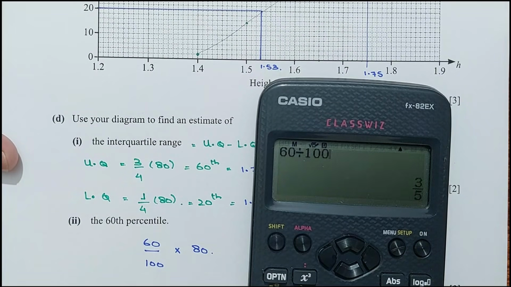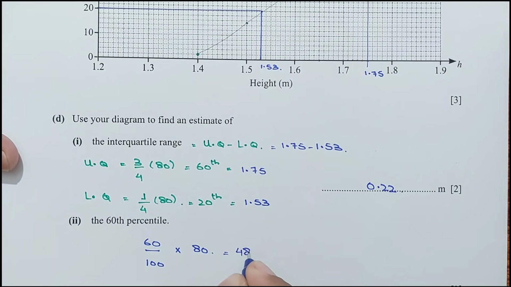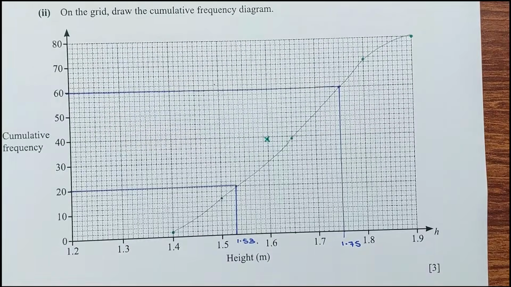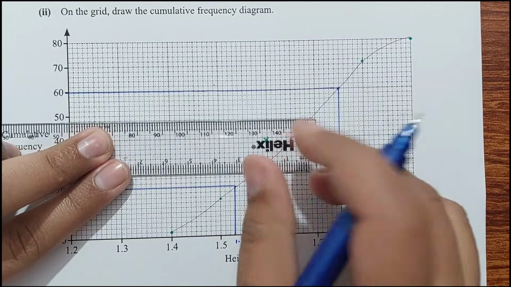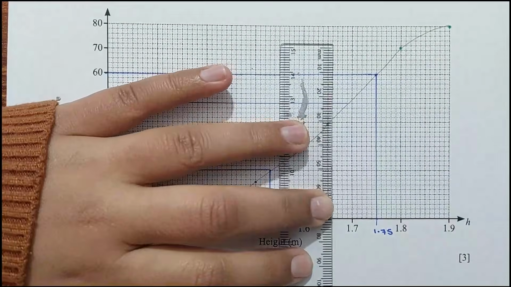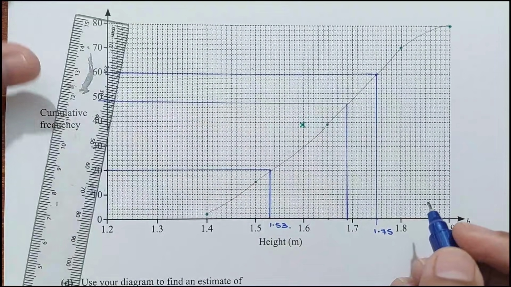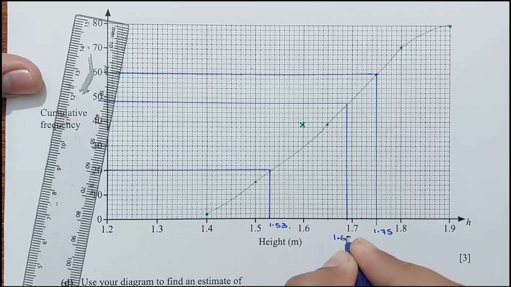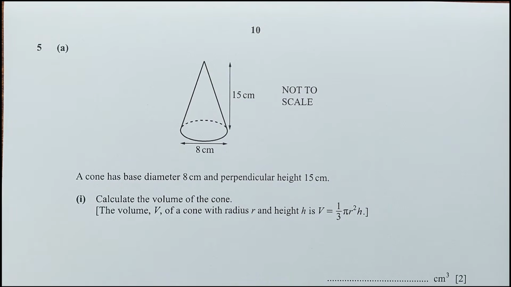60 over 100 times 80 is the 48th value we have to calculate, right? So here we have 40 and this is 48, right? Okay, this is 1.69 in my case, 1.69 meters.